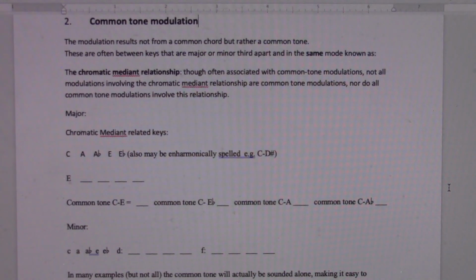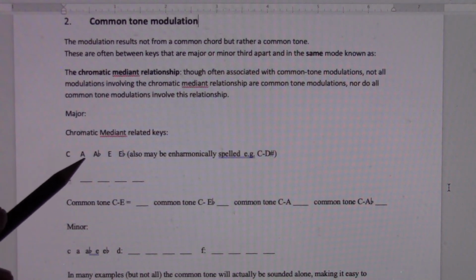Another chromatic related key would be A flat. So this one is a minor third away, this one is a major third away, and they're both below. C to E is also chromatic mediant. This is a major third above. And C to E flat.